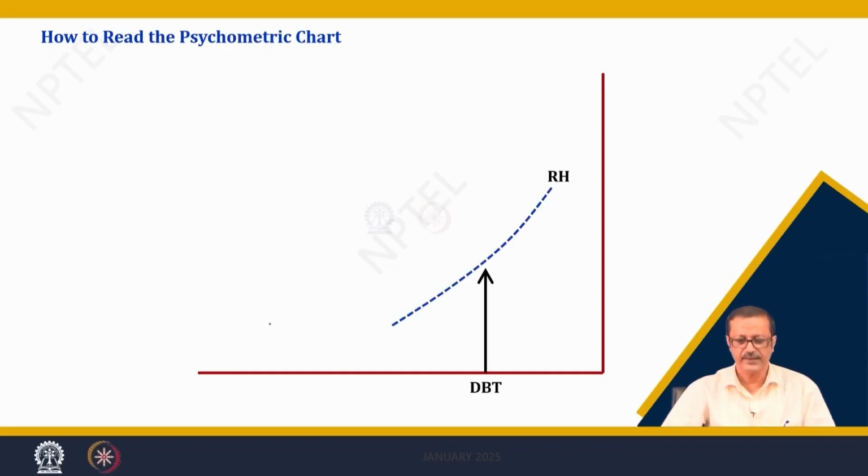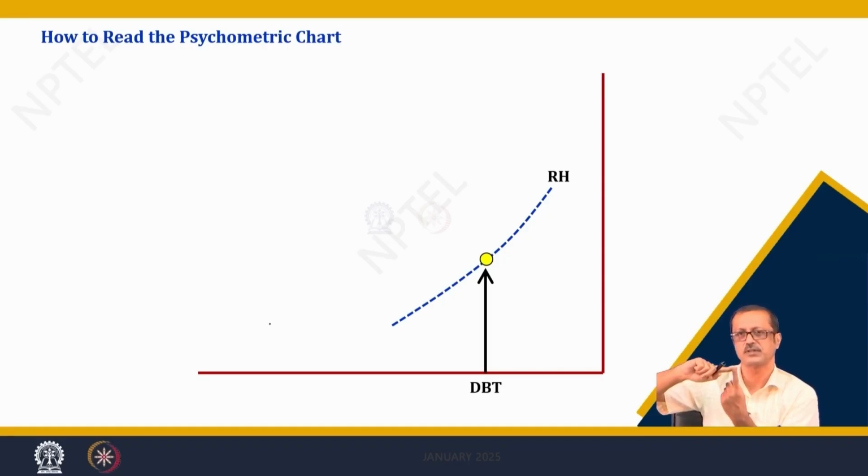If I have some data of air, that how much is the DBT and how much is the RH, I can plot one point. So, to plot any one point, I need two data. It is a 2D graph. So, either I need humidity ratio and the DBT, or I need the WBT and DBT, or I need RH and humidity ratio. So, what we best get from the hygrometer is the DBT and the RH. So, let us plot one point.